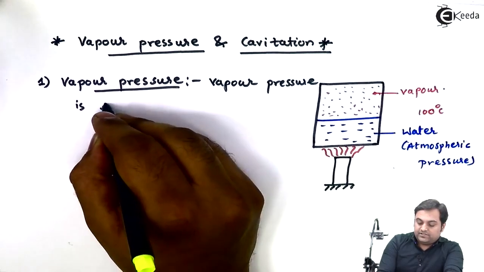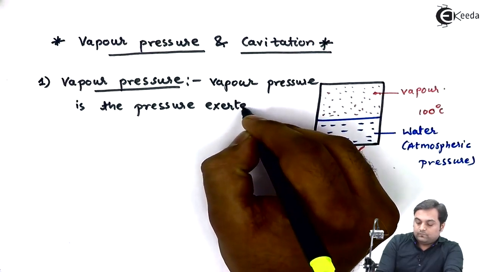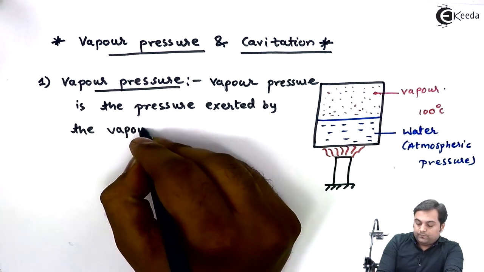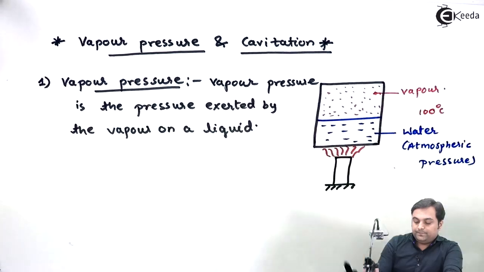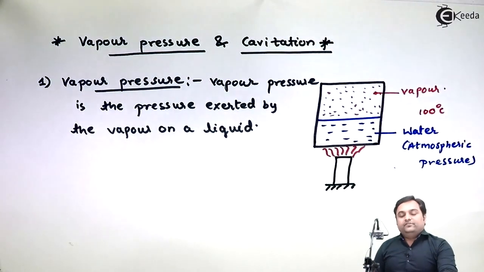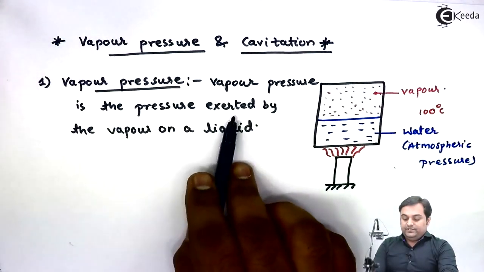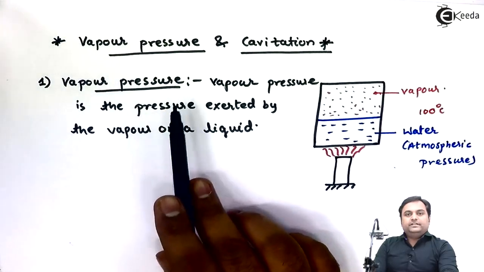is the pressure exerted by the vapor on a liquid. So here we have defined vapor pressure, that vapor pressure is the pressure exerted by the vapor on a liquid. Now this vapor pressure can change.